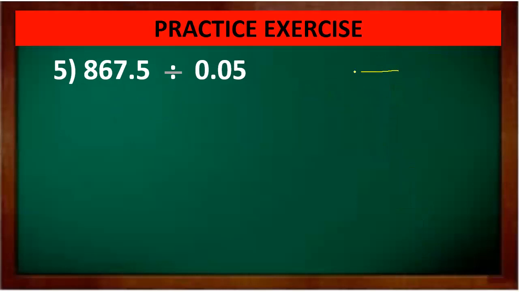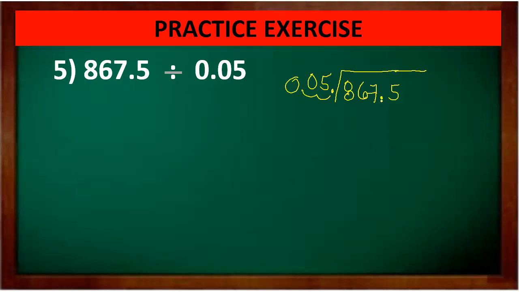Ito mabilis lang kasi by 5 lang di-divide. So, 867.5 divided by 0.05. Now, let's make our divisor a whole number. Move 2 decimal places to the right. 1, 2. Dito din, i-move din natin ang 2 places to the right. So, if you have noticed, si 5 lang ang meron dyan.